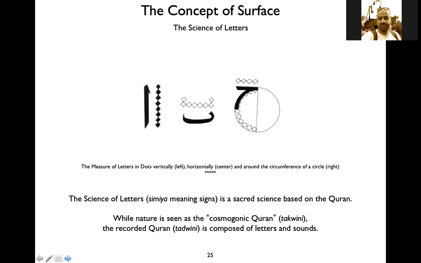Takwini here. Does this mean that this is the Quran in the non-letter, non-sound form? Yes, in the creation of the universe, the cosmos. So it's like the relation between the body and the spirit. Maybe the body of the Quran, which is the letters and the sound, is the manifestation that we can sense. Yes. And the Takwini is the Quran, but in a non-physical form or something like that.